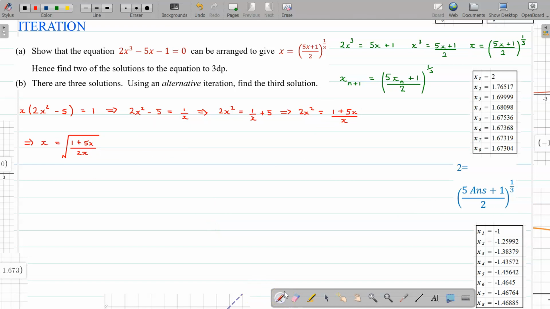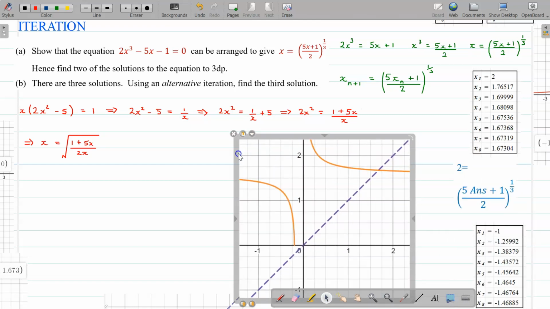Now, before we proceed with that any further, it might be worth just looking at the graph of y equals the square root of 1 plus 5x over 2x. And then you'll understand why this iteration isn't a very good one. So let me pull that up now, and it's quite different to what we looked at earlier, and it's here.